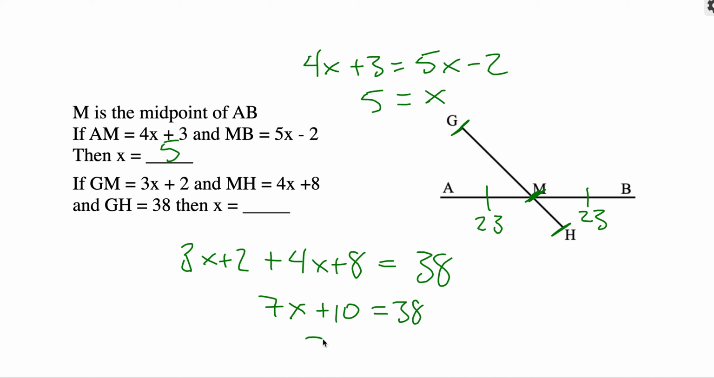That means that 7x equals 28. X equals 4 when I divide by 7. So I can plug that in, get 4. 3 times 4 is 12 plus 2. I know that GM is 14. 4 times 4 is 16 plus 8 is 24. 24 plus 14 is equal to 38. So I know that I did that right.